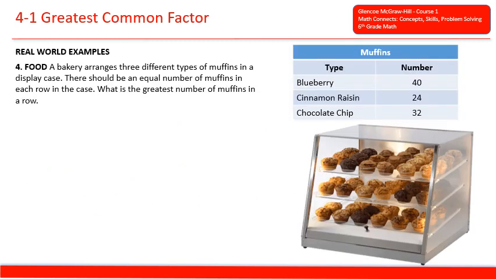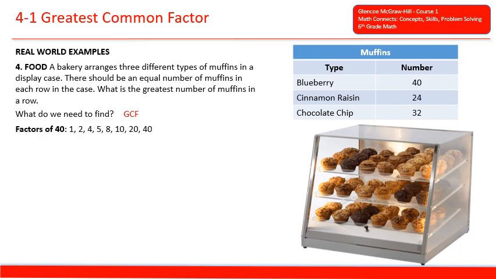Real world example: a bakery arranges 3 different types of muffins in a display case. There should be an equal number of muffins in each row in the case. What is the greatest number of muffins in a row? So we have 40, 24, and 32. So what do we need to find? The GCF, right? Greatest common factor.